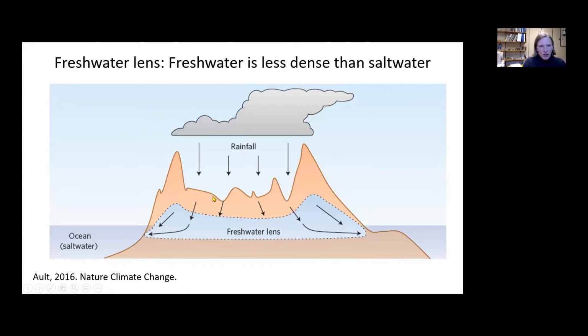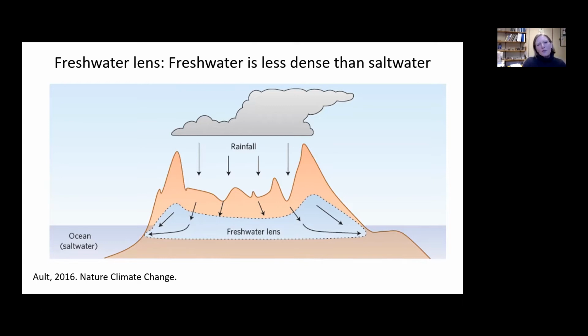So looking at this cross section, we're now bringing in the idea of freshwater on the island. So we've got our freshwater lens, which kind of sits there floating on top of the salt water that is saturating the lower parts of the island. So the lower parts of the limestone, and then of course the basalt under that.